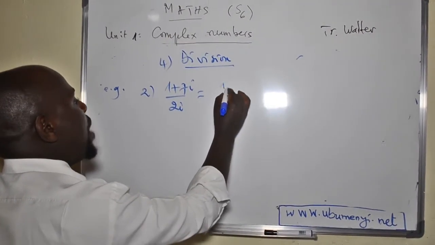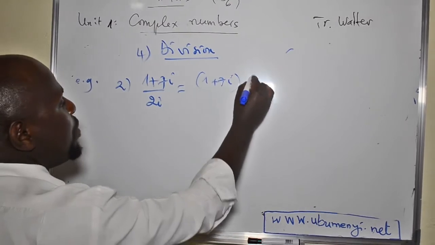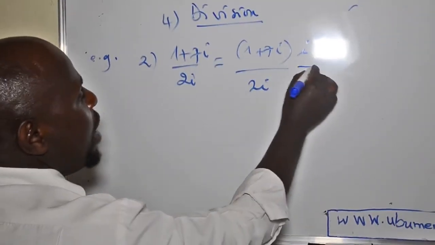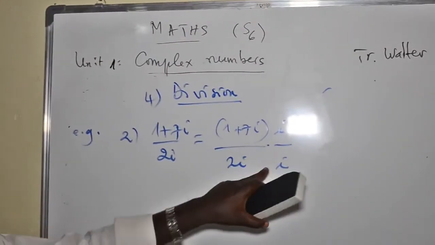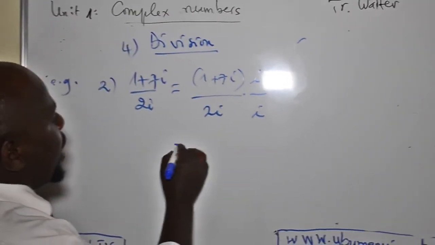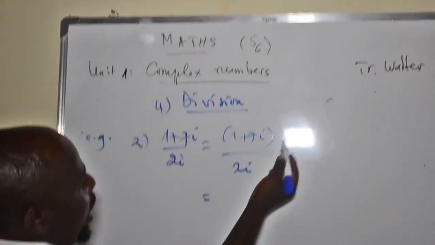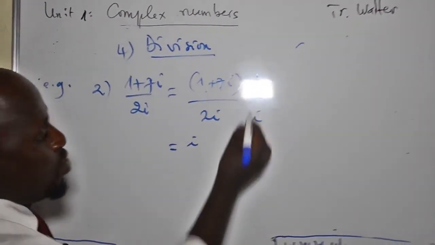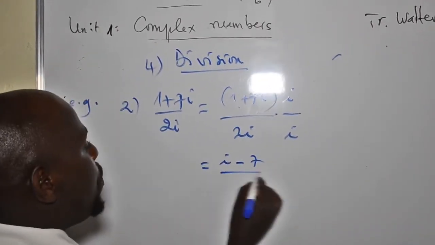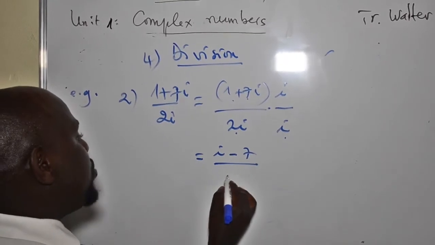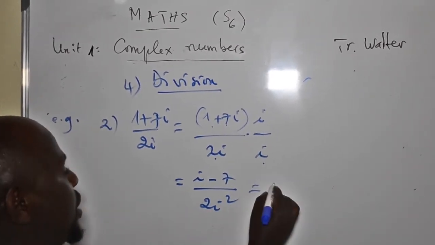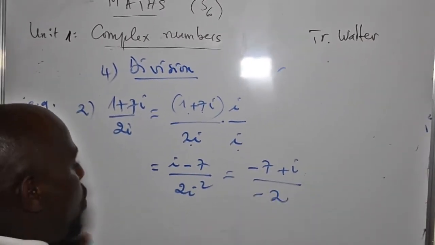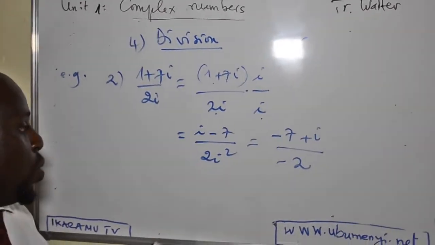So we have now 1 plus 7i, we multiply with i over 2i times i. This means that I multiply by i on both sides. And this means I will get what? I will just distribute this. I get 1 times i, and this is i. 7i times i makes it 7i squared, over 2i times i, which will be 2i squared. And you can see it is -7 plus i over -2. Why is it -2? Because i squared equals -1.